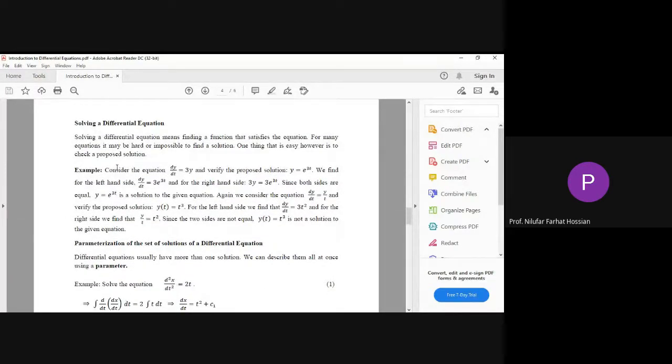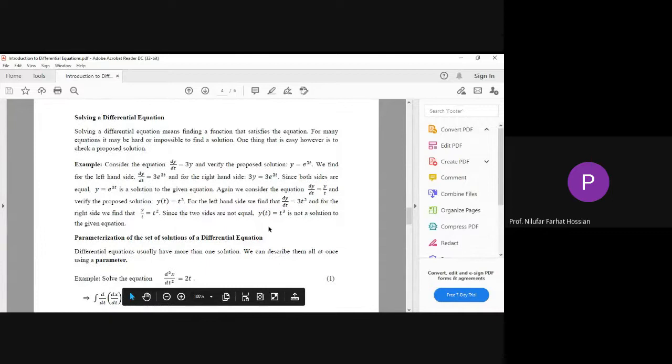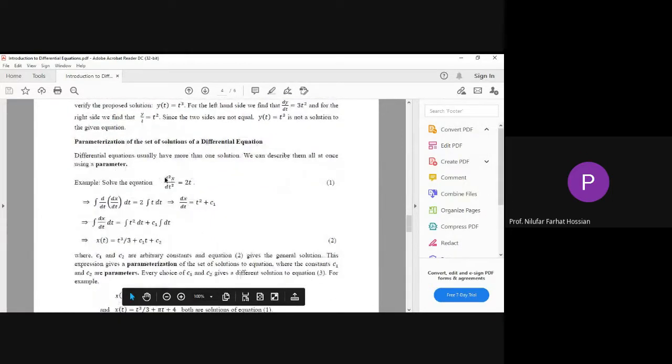So how can you solve a differential equation? Okay, I directly go to this topic. Suppose you have an equation d square x by dt square equal to 2t. This is a differential equation of second order. You can directly find the solution. You just integrate both sides. This second order derivative can be written like this, d dt of dx by dt, and you are integrating both sides with respect to t.